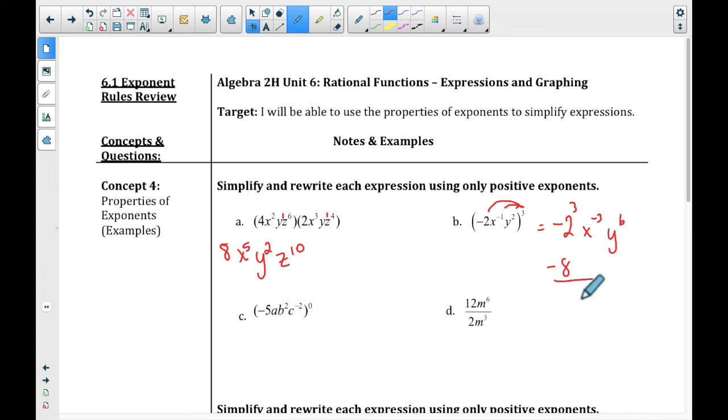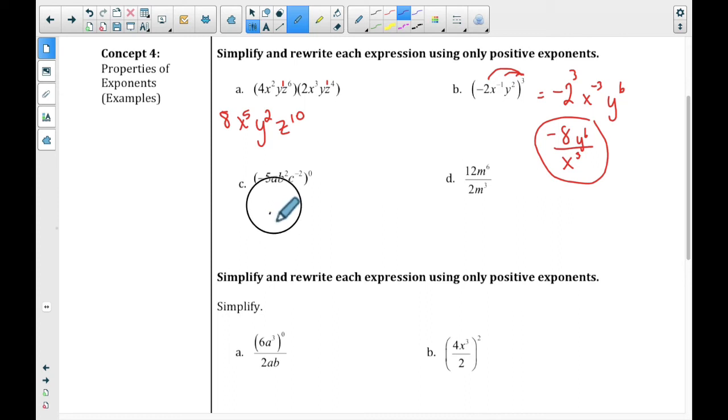This x to the third needs to go to the denominator. Anytime you see a negative power, it needs to switch either numerator to denominator or denominator to numerator. And then y to the sixth goes on the top. All right, so that's our final answer on that one.